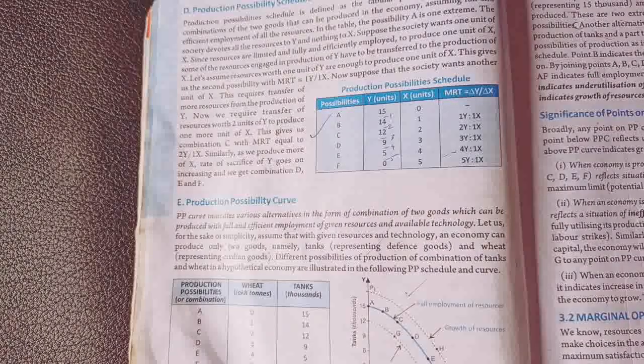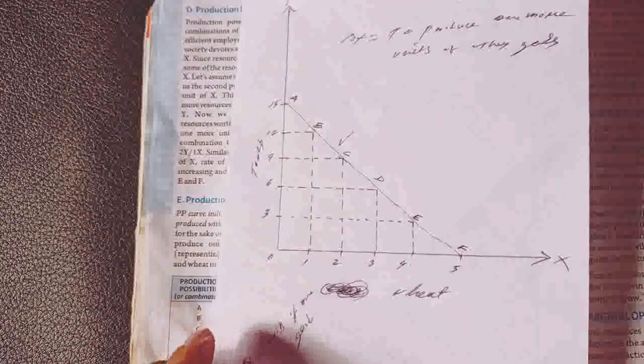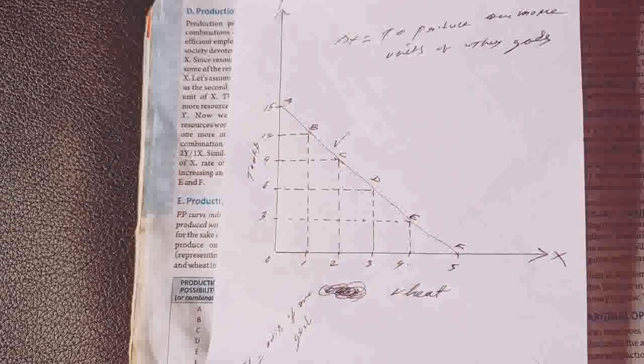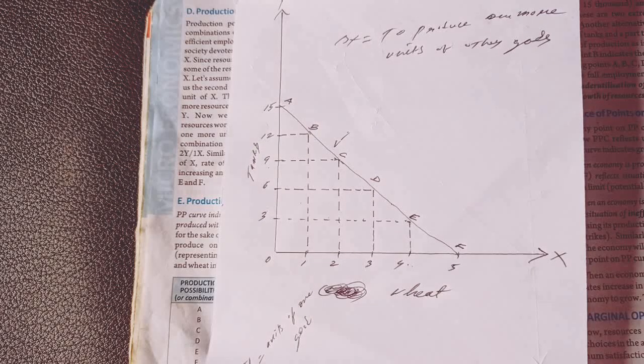Okay, so now we will put this schedule in a graphical form. You see? So this graphical representation is just a derivation from the schedule itself, okay? Here, wheat is shown on the x-axis, that is on the horizontal axis, and tanks is shown on the y-axis. Now we can see that there are various possibilities or combinations like A, B, C, D, E, and F.